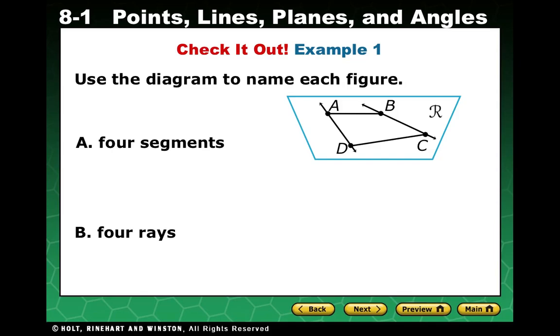Alright, so the 4 segments here should be AB, BR, CD, and DA. Again, those the order of letters can be switched around for any of those. For the rays, it cannot. So the rays would be RB and BR, so technically it's switched, but that's because they are both part of a line. AD and DA.